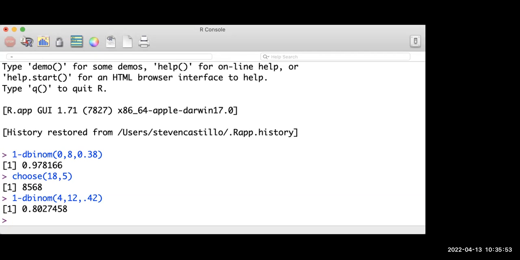And so I have 0.8027458. Let me move my decimal place 2 places to the right. And so I have 80.27458%. Let me round to the nearest hundredth of a percent. 80.27%.